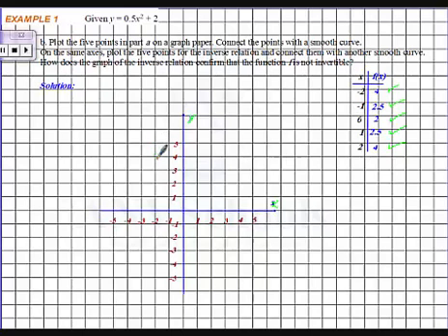Okay, so it's here. We have negative 1 and 2.5, so it's somewhere here. Okay, we have 0 and 2. We have a y-intercept here. And I'm assuming this is the vertex. We have 1 and 2.5. And we have 2 and 4.